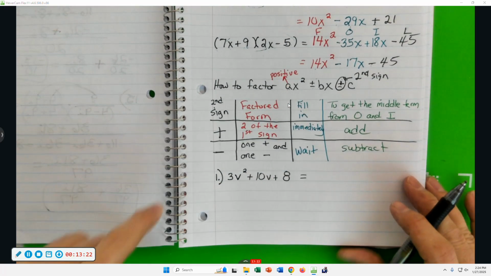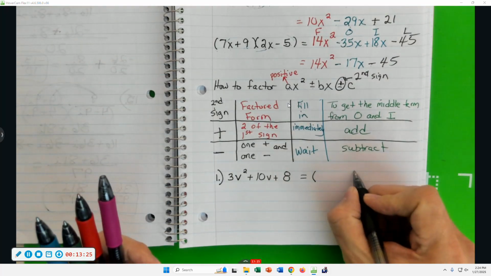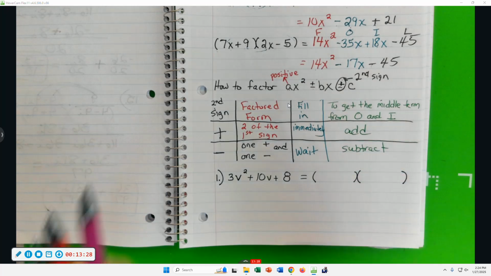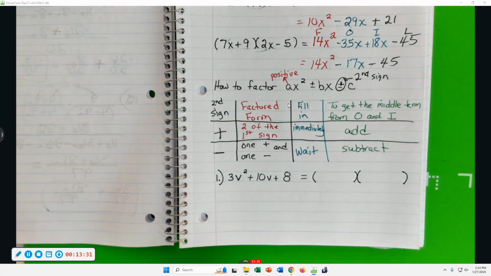This reverse FOIL process for factoring trinomials, well, now it's called reverse FOIL, but back in the olden days, it was called trial and error. You make up a FOIL problem and you FOIL it out and see, do you get back 3v squared plus 10v plus 8? If so, great, you're finished. If not, you mark out what you have and you create another FOIL problem. So you are going to be just trying these various combinations until you get one that FOILs back to give you 3v squared plus 10v plus 8.